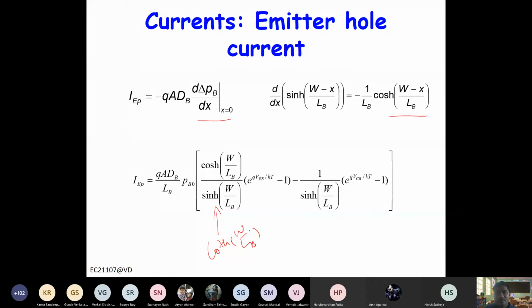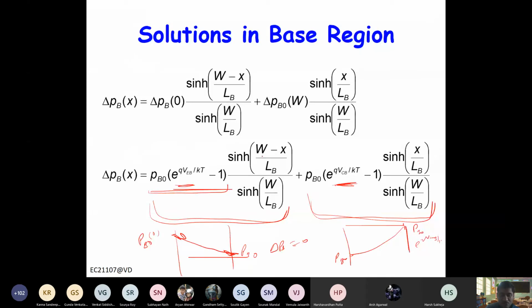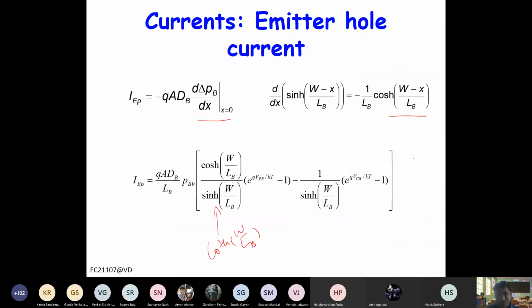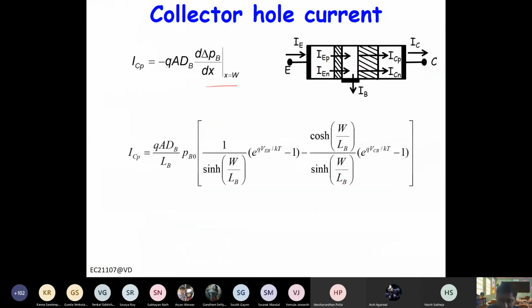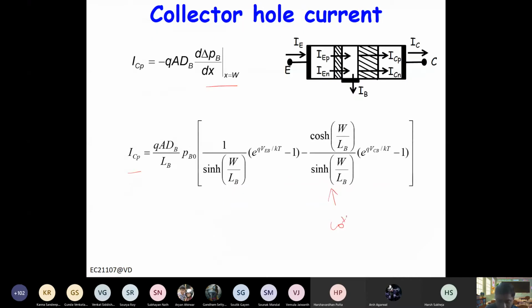Similarly, you can get ICP from here, the derivative at x equal to W. So ICP will be the derivative of sinh, cosh. Cosh at x equal to 0 will be 1, and at x equal to W this will be cosh of W by L. Now, if you relate these two terms, ICP and IEP, you see you have coth here, and you have coth here.